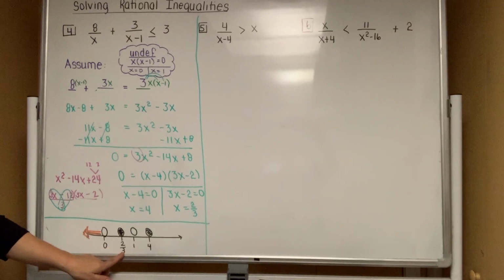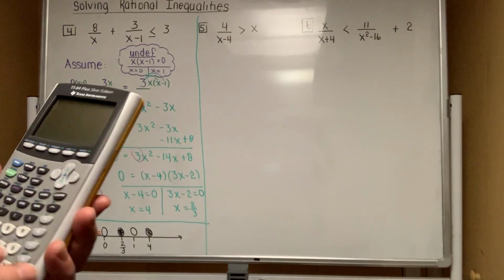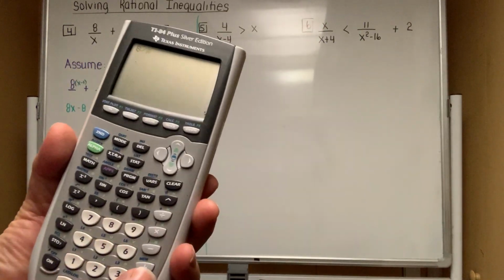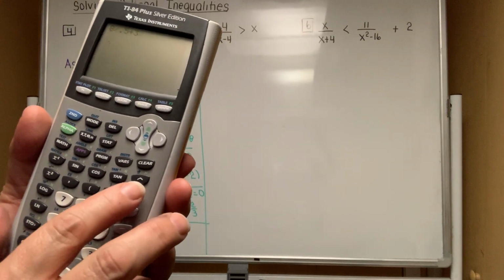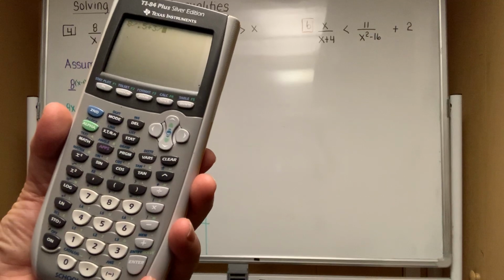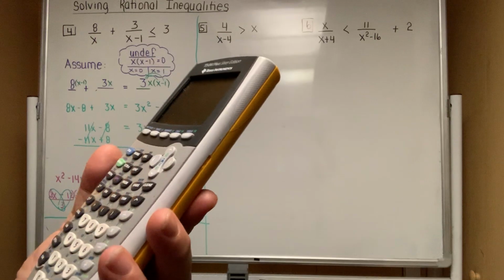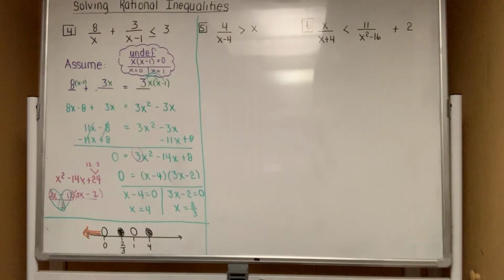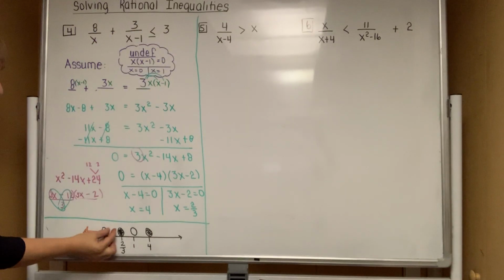Now, 2/3 is more than a half, so my test is 1/2. So I pick up my calculator, and remember 1/2 is 0.5 if you need to do that. So my first one is 8 divided by 0.5, and then it's plus 3 divided by, and 1/2 minus 1 is -0.5. When I hit equals, my answer comes out to be 10. And the number 10 is not less than or equal to 3. So do not shade where 1/2 is located.